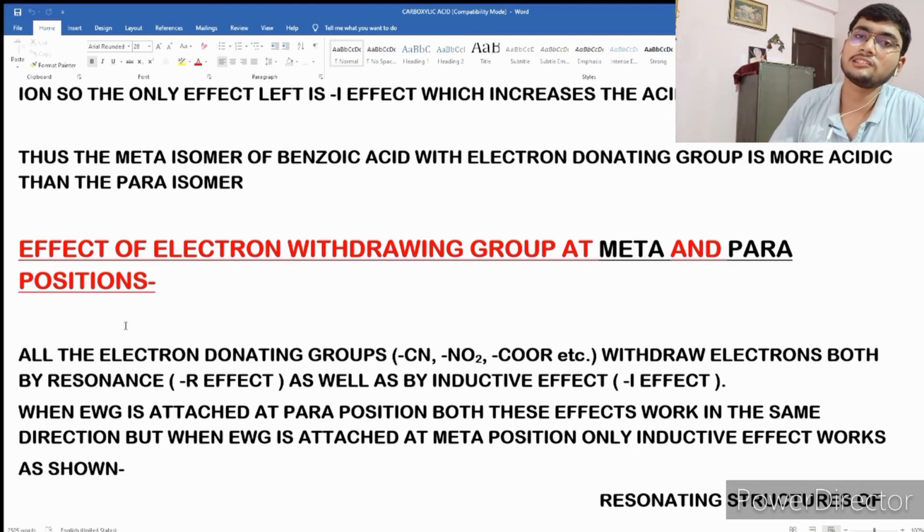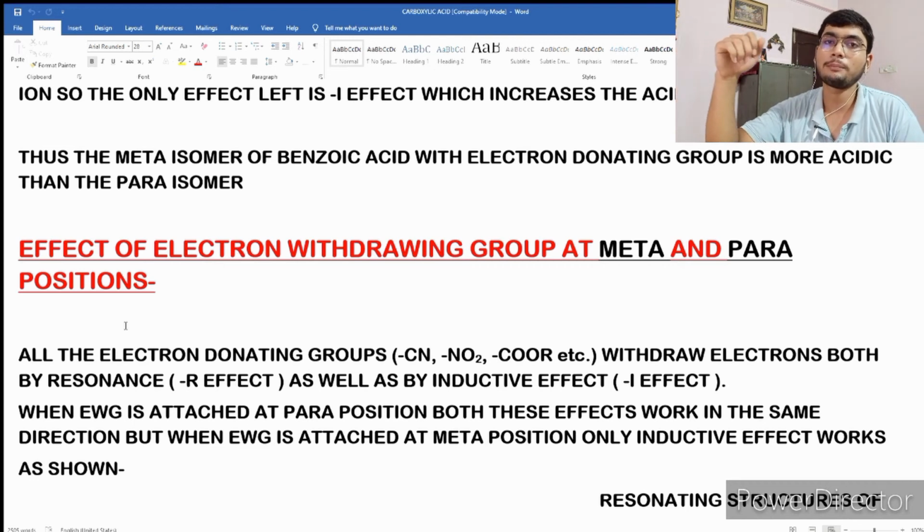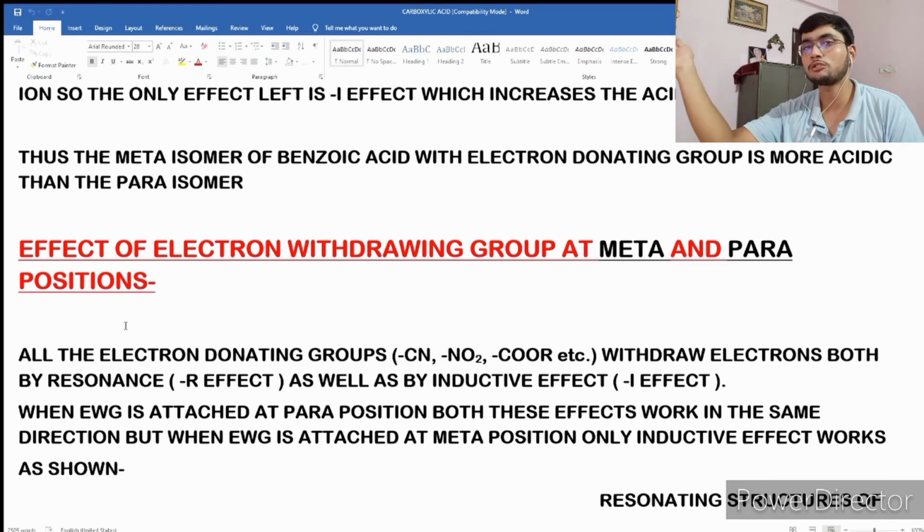Now, the same case is here also. When the electron withdrawing group is attached to the para position, it will show minus R effect as well as minus I effect. But when it is attached to the meta position, it will only show the minus I effect. Because at the para position it will show minus I and minus R effects, it will stabilize the conjugate base more as compared to the meta isomer. So that's why the para isomer is more acidic than the meta isomer.